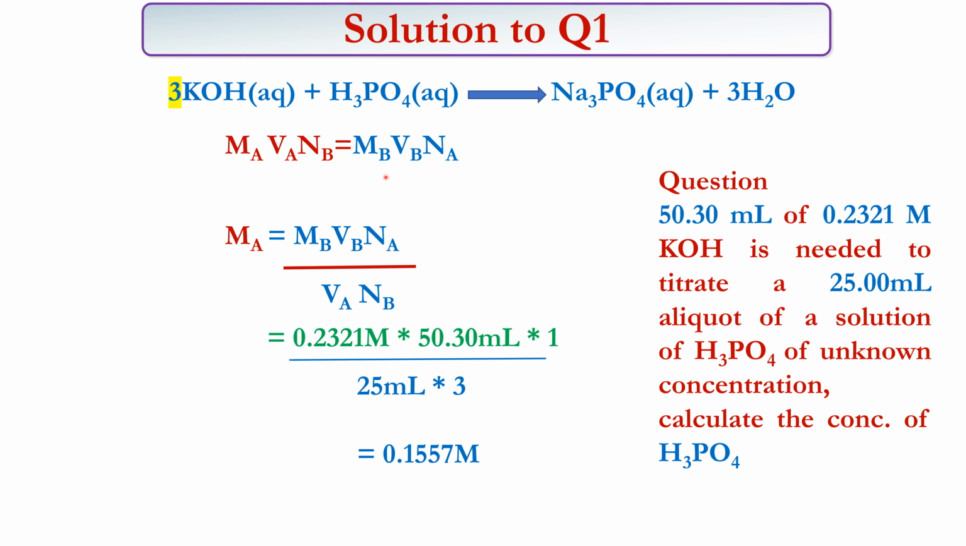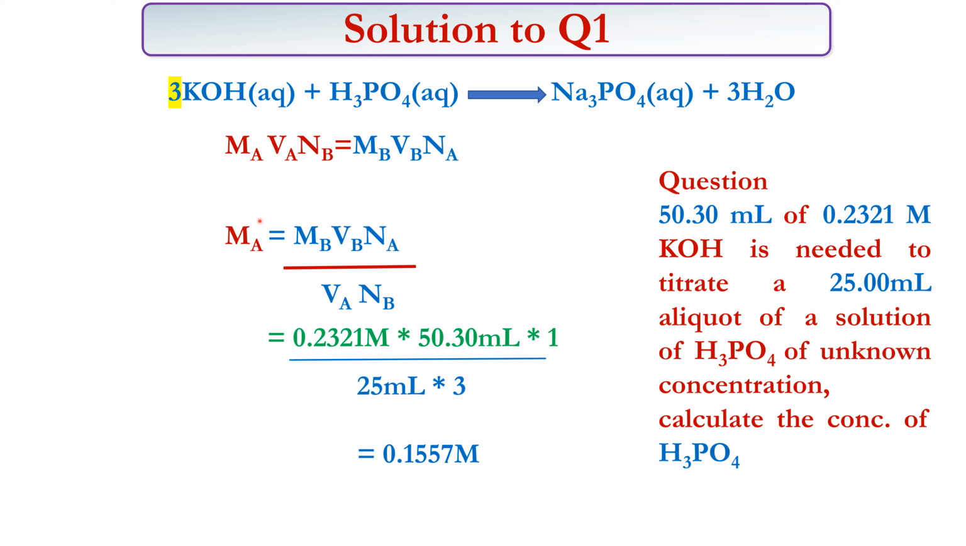Mb is molarity of base, Vb is volume of base, and Na is number of moles of the acid, which you get from the balanced equation. So Na, number of moles of acid, is 1 because there is no number here. Because we are asked to calculate the molarity of the acid, we need to make Ma the subject of this formula. And to do that, we divide both sides by Va and Nb.